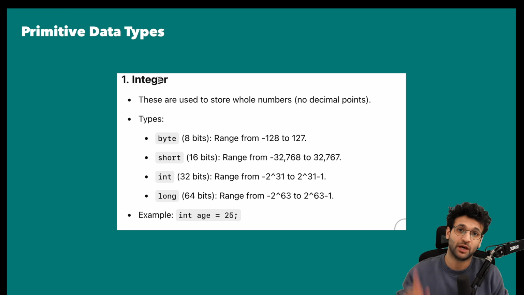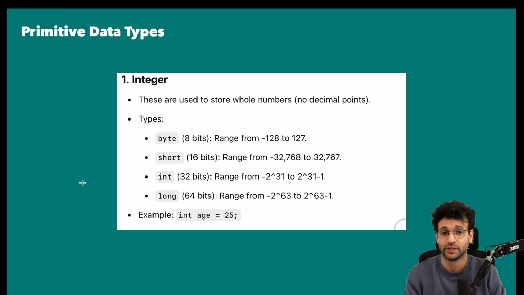Let's begin talking about the first category, the integer or the whole number. So we've got 4 primitive types within that category. We have byte, short, int, and long. Now they all differ in terms of how much memory is allocated for each type. So this one has 8 bits, this one has 16 bits, 32, 64.